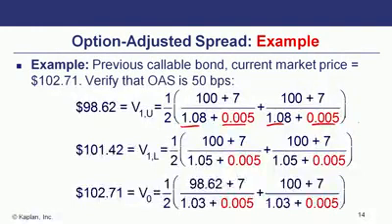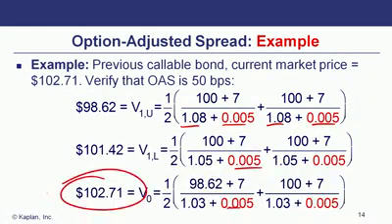We're adding 50 basis points, 0.005. So we're going to add 50 basis points to the rate in the upstate at time 1. We're going to add 50 basis points to the downstate at time 1. And then we're going to add 50 basis points to the current spot rate, right? So we're adding 50 basis points everywhere. And look what happens. We come up with a value of 102.71.